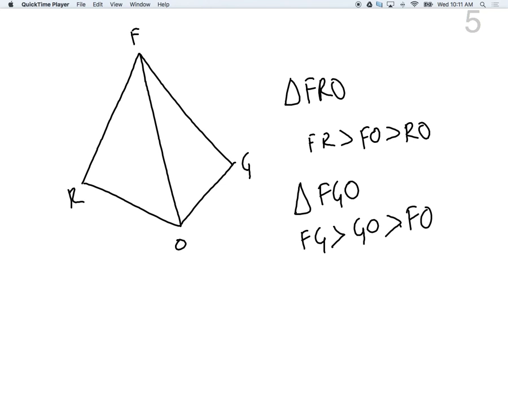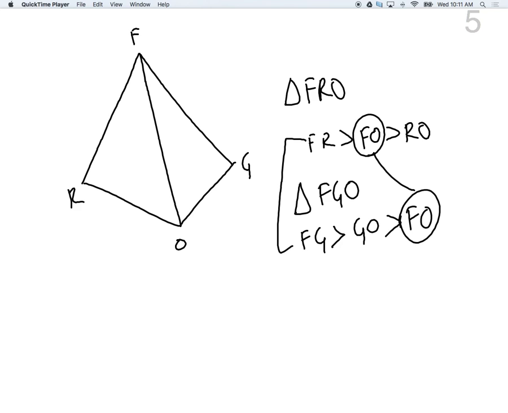Notice the link between the two triangles. FO is there. Based on that information, which one is the smallest side? RO. Do we know which one is the biggest side? No, because we don't know how these two compare.